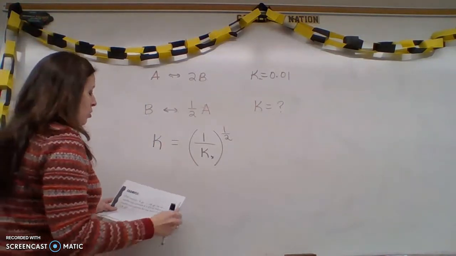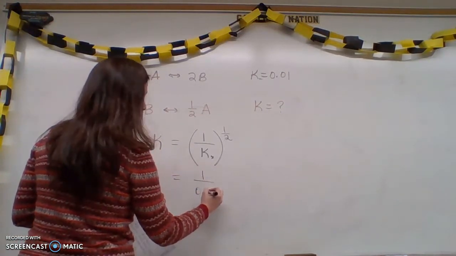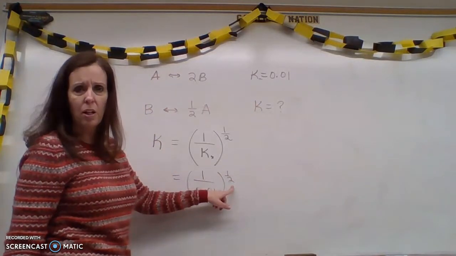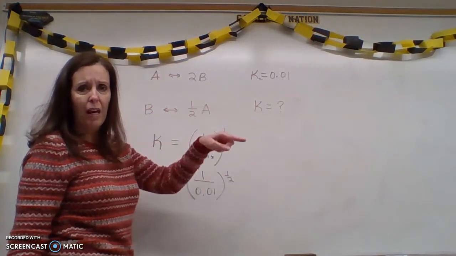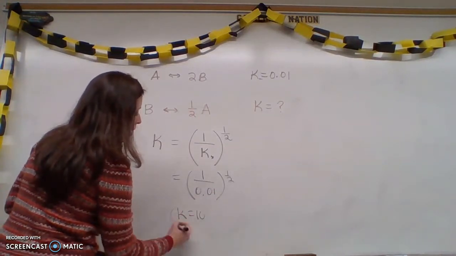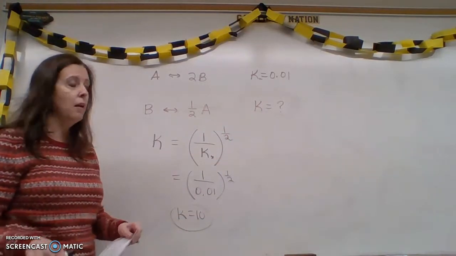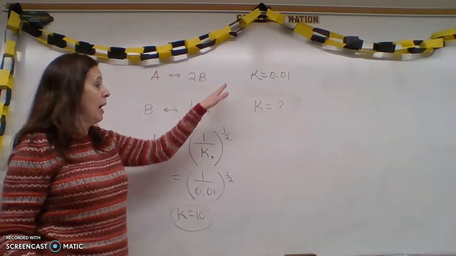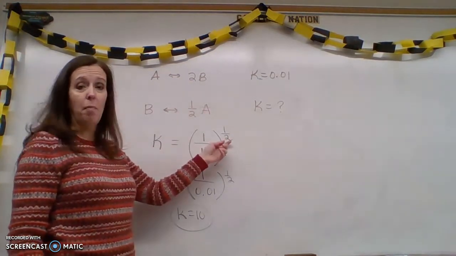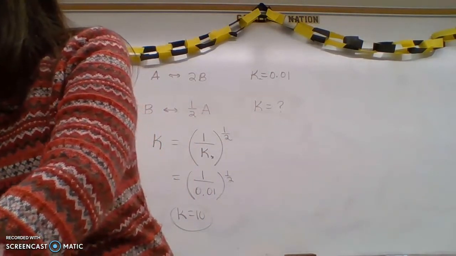When I put this into my calculator, I got this to the half. Do we know how to put this in our calculator? The little caret 1/2, okay? For this reaction, K equals 10, okay? I put this K over 1 because it was flipped, and because it was halved, I made it to the half power. Okie dokie. Moving right along.